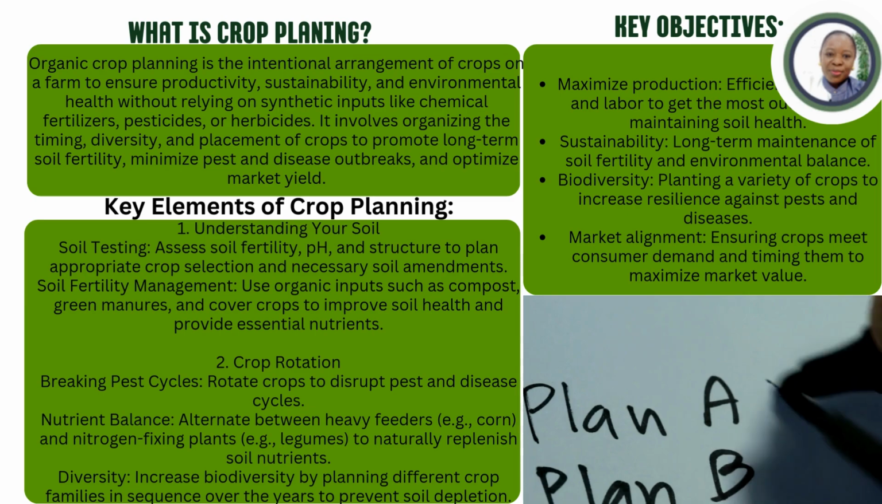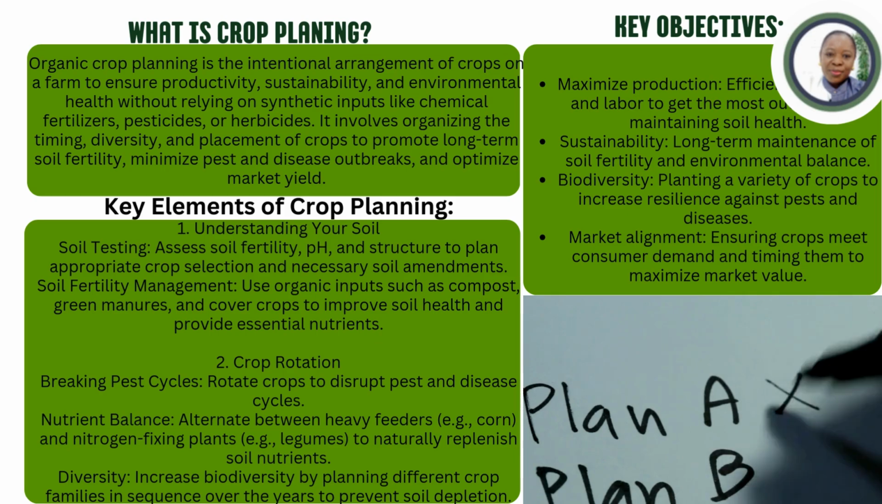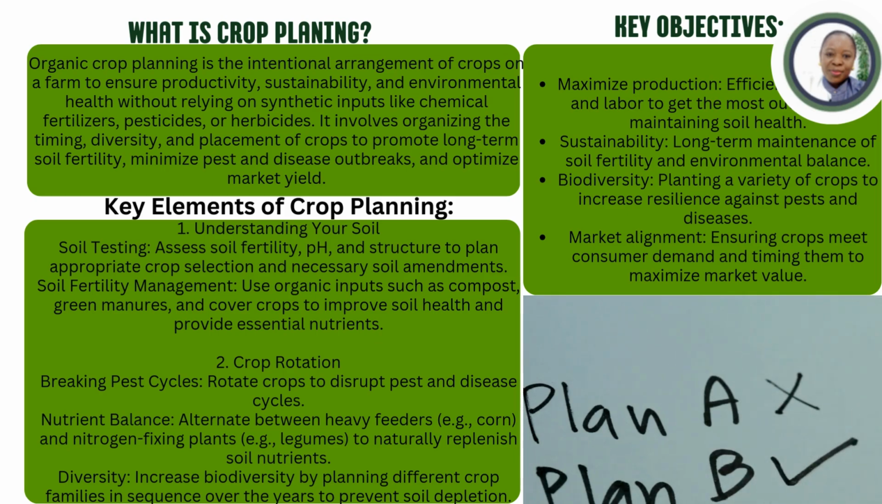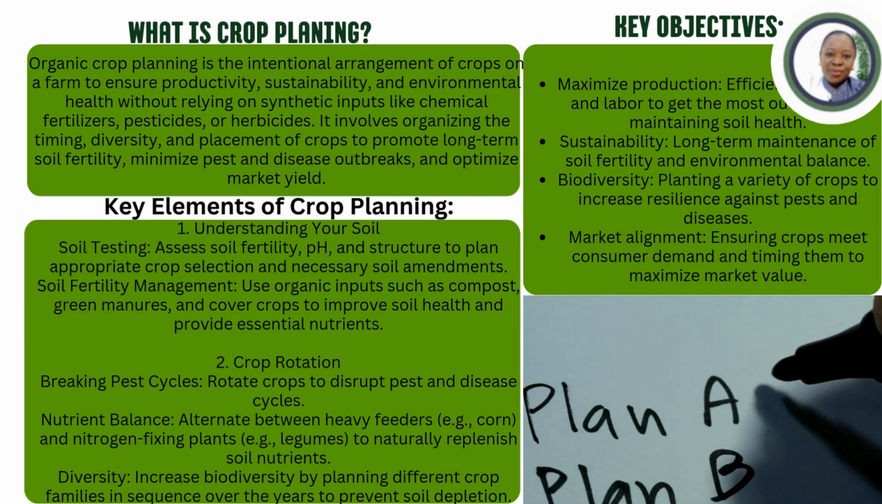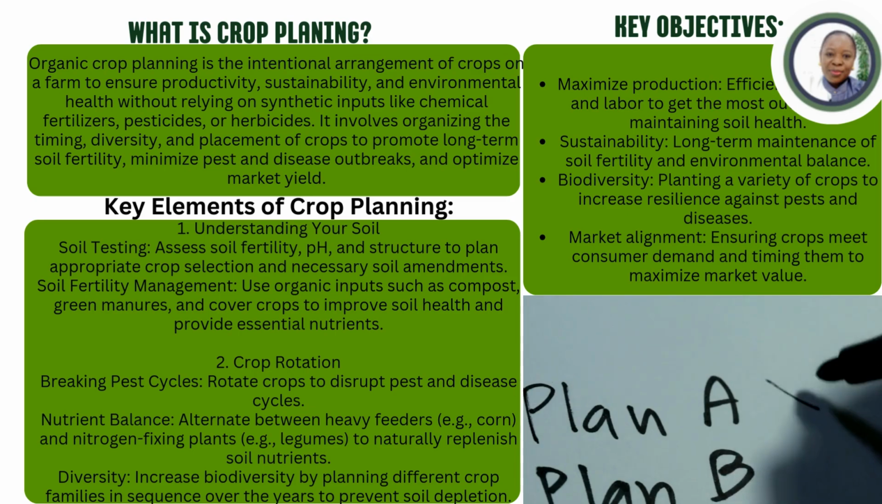2. Sustainability, long-term maintenance of soil fertility and environmental balance can be achieved by crop planning. 3. Biodiversity, planting a variety of crops to increase resilience against pests and diseases can help maintain soil fertility. 4. Market alignment, ensure crops meet consumer demand, and timing them to maximize market values can be achieved through crop planning. Key elements of crop planning.